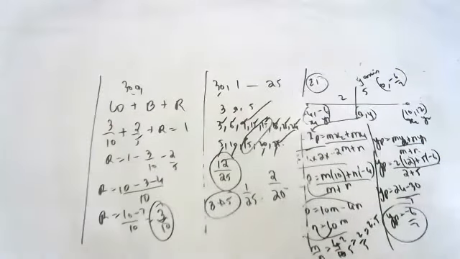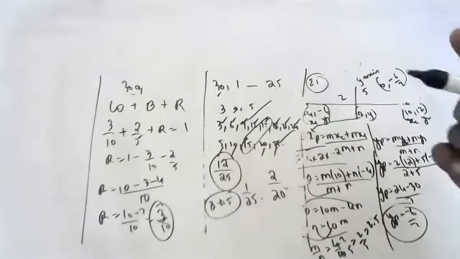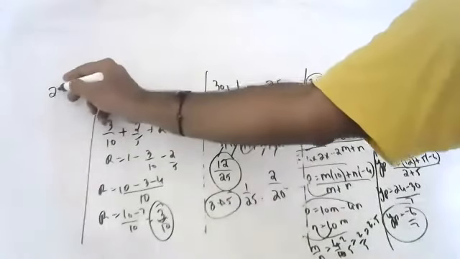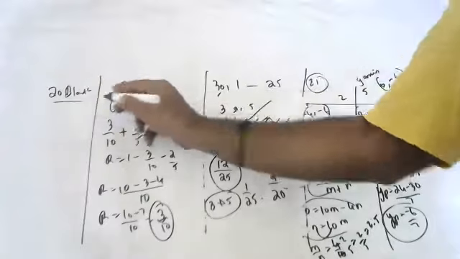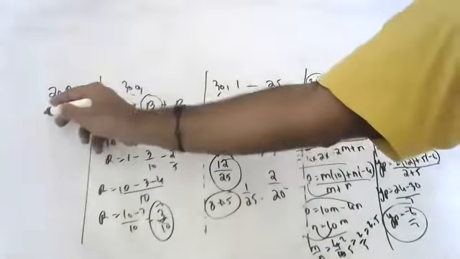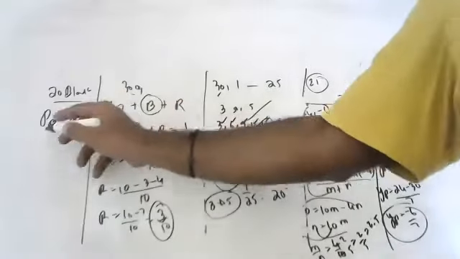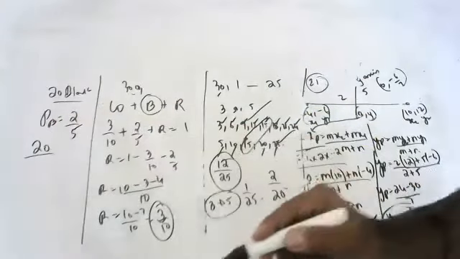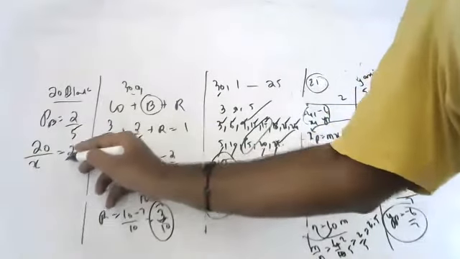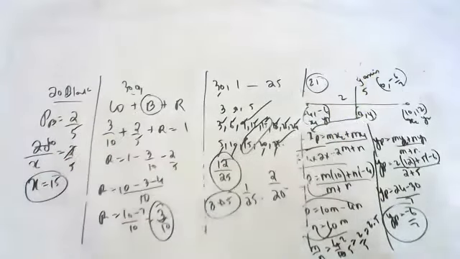Now the question is: if the bag contains 20 black balls, only 20 black balls, find the total number of balls in the bag. What is the probability of black, children? 20 by the total number is 2 by 5. So the total number of balls in the bag is 50.